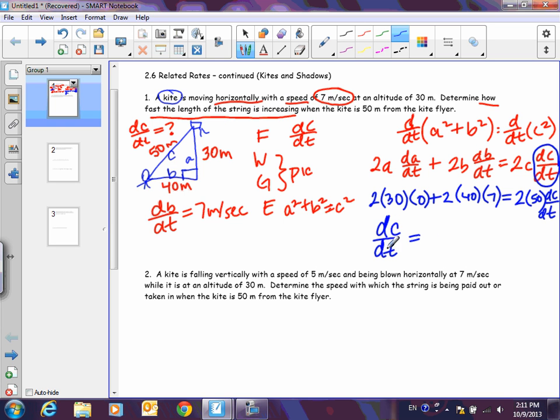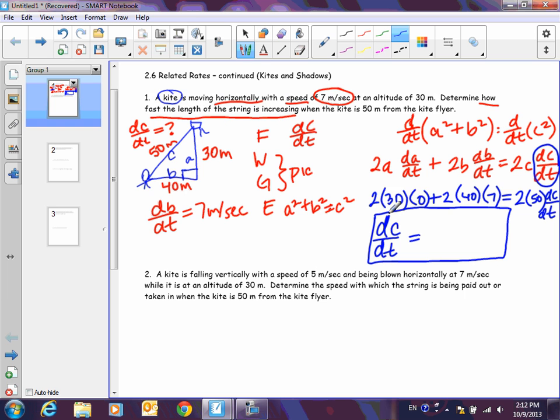Do whatever you need to do, however many steps you need. Do you need it in decimal form or fraction form? As long as it's accurate, it doesn't matter whether your answer is a decimal or a fraction. On this one, it won't be a whole number. Yeah, I got a fraction.